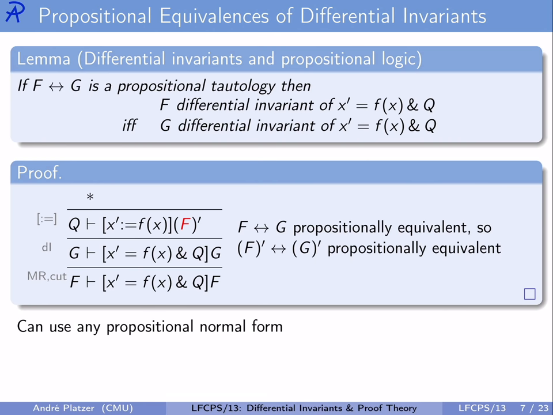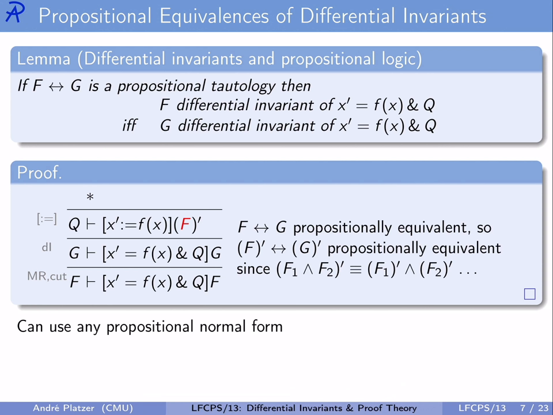Because, well, the differential of a conjunction is the conjunction of differentials, and in fact, even the differential of the disjunction is the conjunction of the differentials. So the point is, it survives any propositional rewriting. In other words, we can use any propositional normal form in our proofs because, well, they have the exact same deductive power anyhow. That's a good thing.